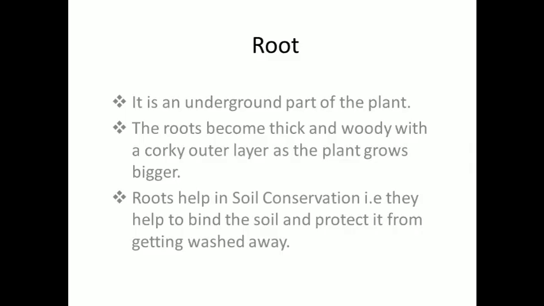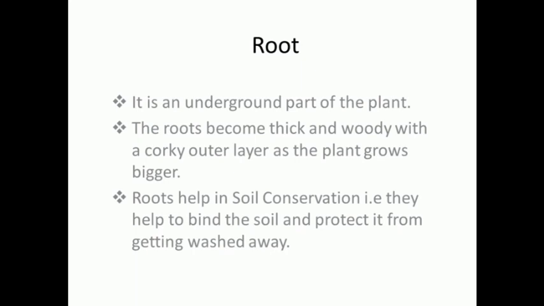I hope, students, you have followed the video well. Now, let us discuss in detail about the root. So, root is an underground part of the plant. You don't see it from outside, it is buried deep under the soil. The roots become thick and woody with a corky outer layer as the plant grows bigger. So, not only does it grow bigger in size, but it also develops a cork layer, a cork outside the stem, that we will see after this slide.